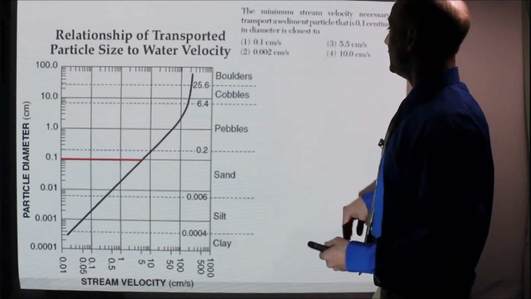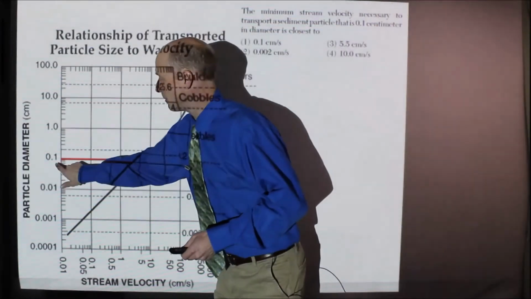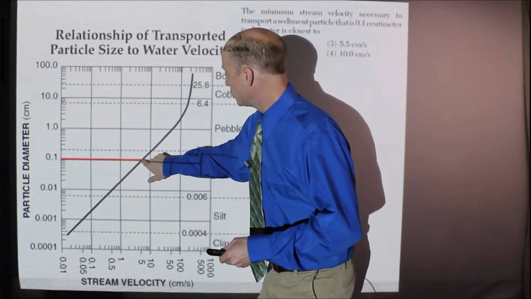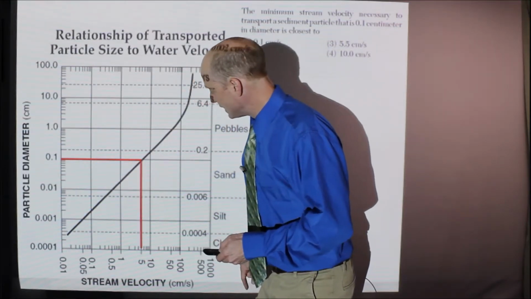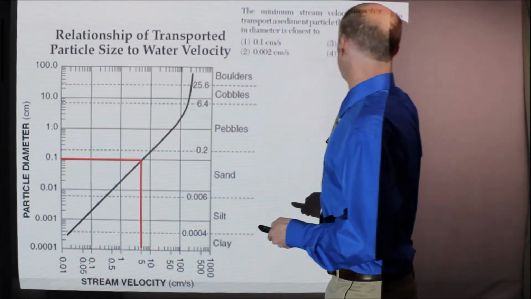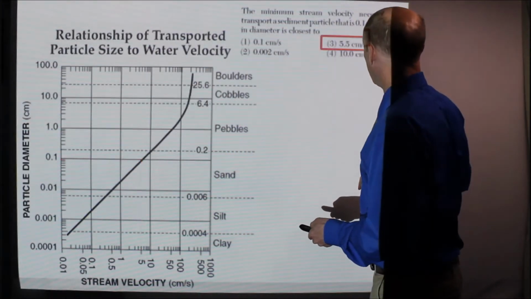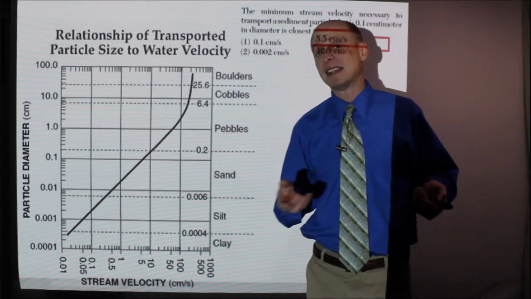So basically, it is 0.1 centimeter in diameter. Here's the diameter. I want to go over to here. Okay, to this line. This line is what gives us the information. Then I draw a line down that way, and the answer is about 5 centimeters per second. Therefore, I look at my choices here, and actually the closest one is 5.5 centimeters per second. So that's how you'd answer that one.